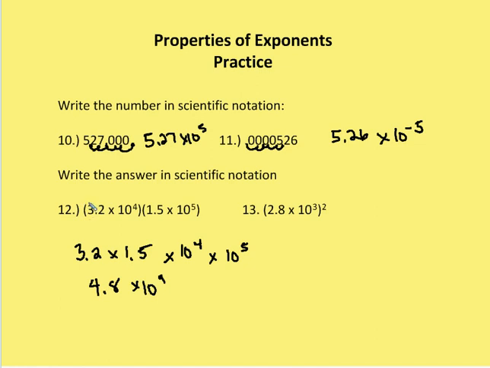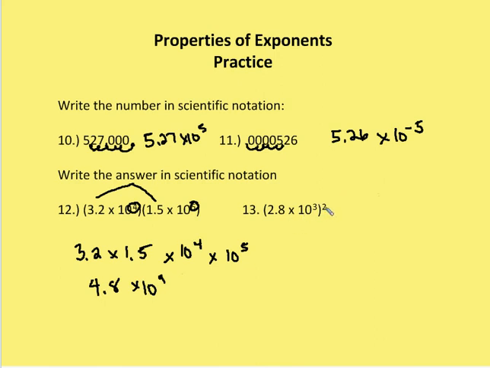So when confronted with problems like number 12, where you're asked to multiply two values in scientific notation together, you multiply the values that are part of each of the base 10 terms first, and then you add the exponents that are part of the 10 terms together. So I have 3.2 times 1.5 times 10 to the 4th times 10 to the 5th. And I end up with 4.8 times 10 to the 4 plus 5, or 10 to the 9.